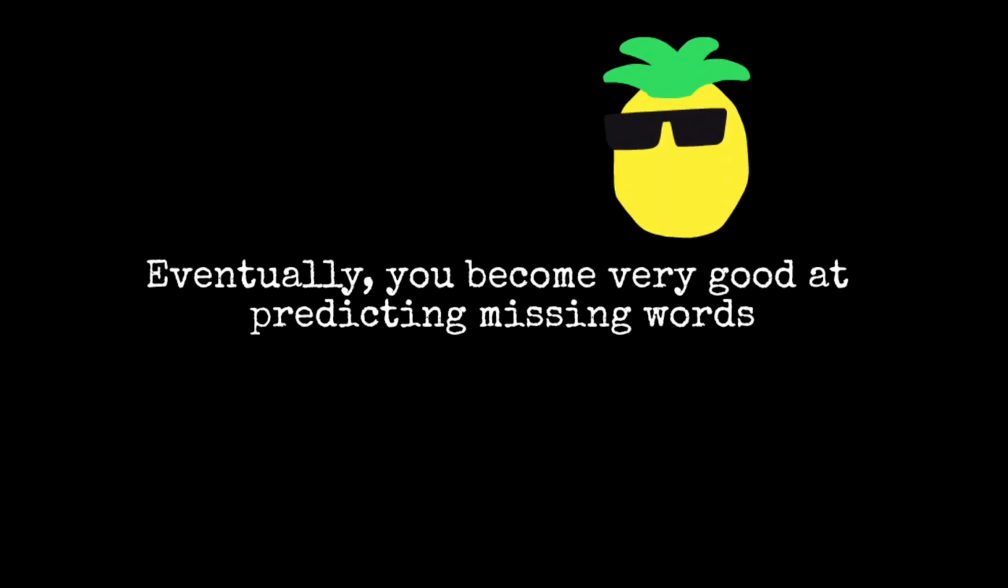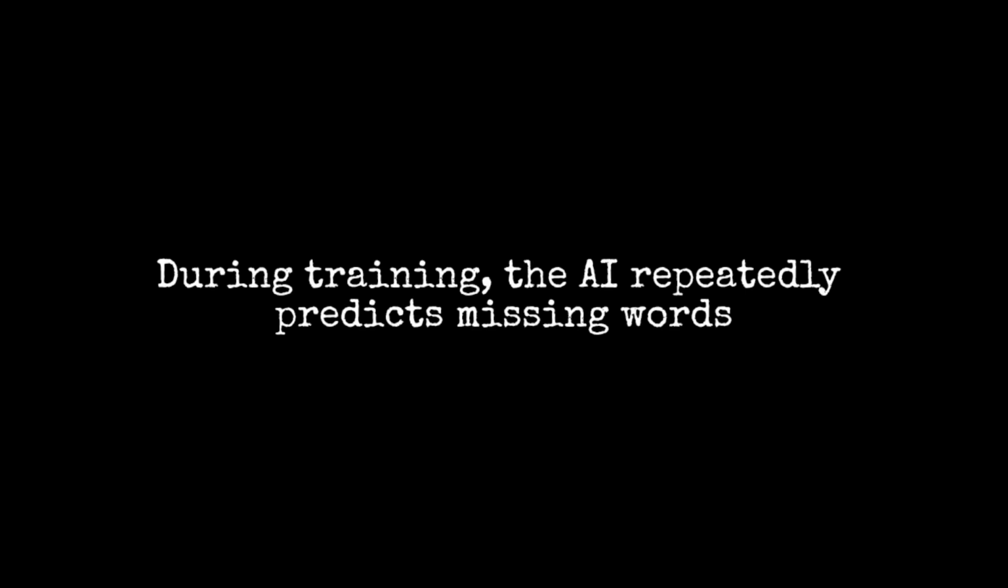How training works. Imagine a teacher covers the last word of a sentence. The dog chased the... You guess. Cat. Teacher says, correct. Then another sentence. I eat cereal with a... You guess. Spoon. Correct again. Now imagine doing this trillions of times. Eventually, you become very good at predicting missing words. This is how LLMs are trained. During training, the AI repeatedly predicts missing words and learns from its mistakes. Over time, it becomes surprisingly accurate.